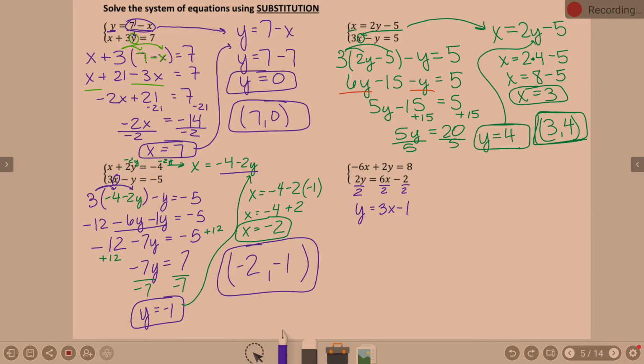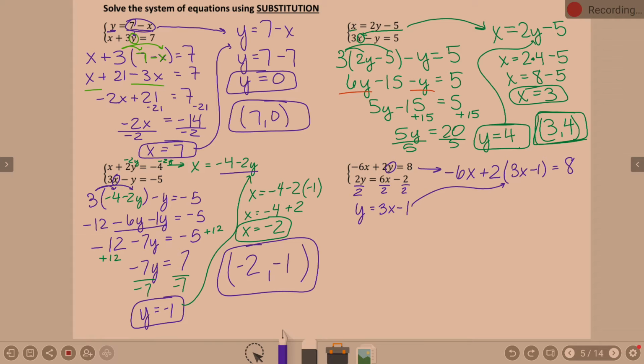Every place I see a y, we're going to replace it in the other equation. So my other equation is negative 6x plus 2 times what? 3x minus 1. Y, which is 3x minus 1, and it equals 8.